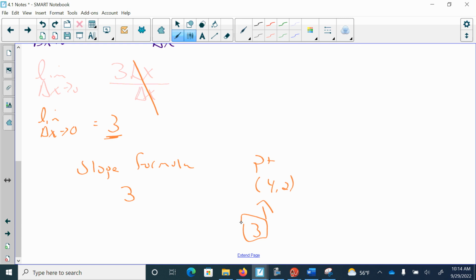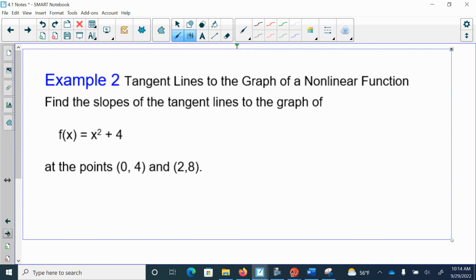Good? Now let's do one that's slightly more difficult. You have this one, yes? So now I want to do the same thing. I want to find the tangent line to the graph of the nonlinear function, and then find the slope of the tangent line at those two points. Does that make sense?